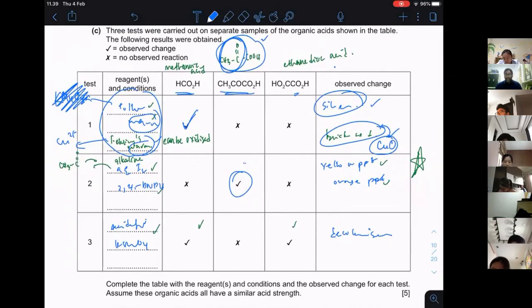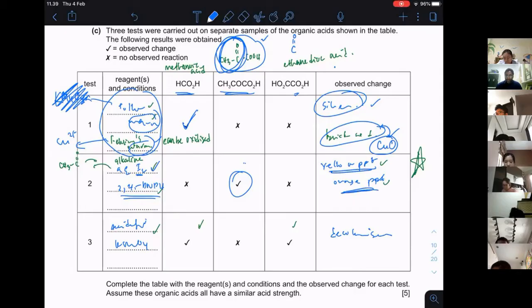Then for the second substance that tested positive, this one is testing for CH3 C double bond O. So we can use the triiodomethane reaction, or iodoform, using alkaline aqueous I2. It will give you a yellow precipitate if positive. Or you can use 2,4-DNPH. 2,4-DNPH tests for carbonyl compounds, or anything that has C double bond O. In this case it's possible to test using 2,4-DNPH, and it will give you an orange precipitate.